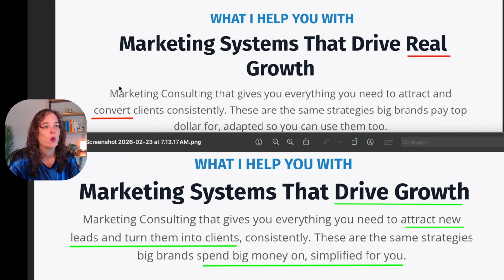And then the last part where I said these are the same strategies big brands pay top dollar for, adapted so you can use them too, which sounds, I don't know, sounds ChatGPT to me. So I changed that and I said, these are the same strategies big brands spend big money on, simplified for you. So I'm being just more real. My language has dropped a little bit. So I'm not saying top dollar, I'm saying big money. That makes more sense to people. And then instead of saying adapted, I'm using the word simplified for you because making it simple is really what I want to sell. So that was the first thing that I did.